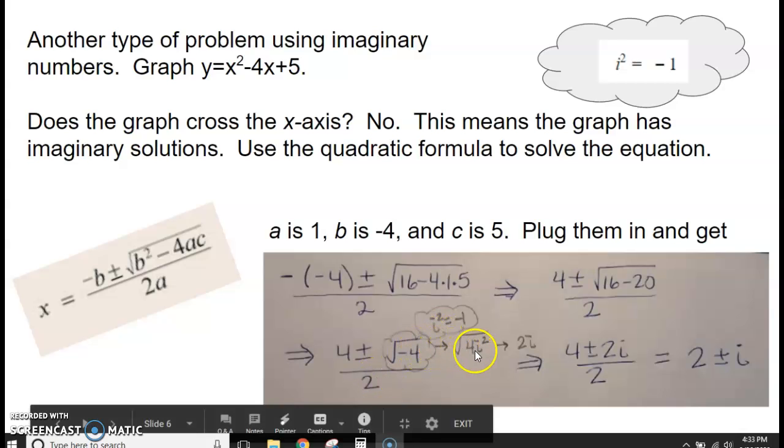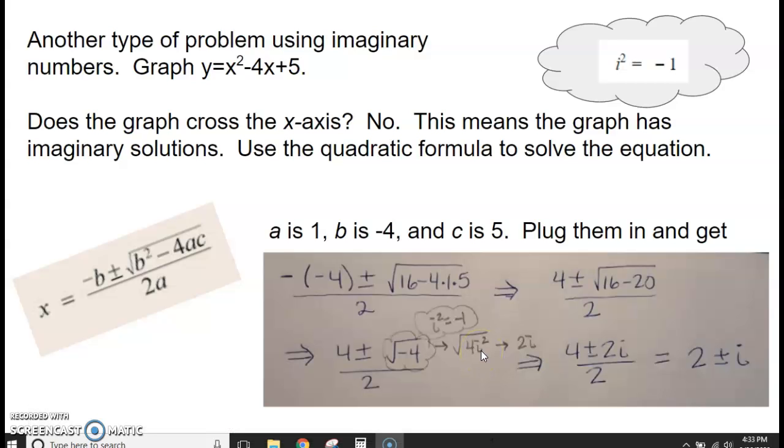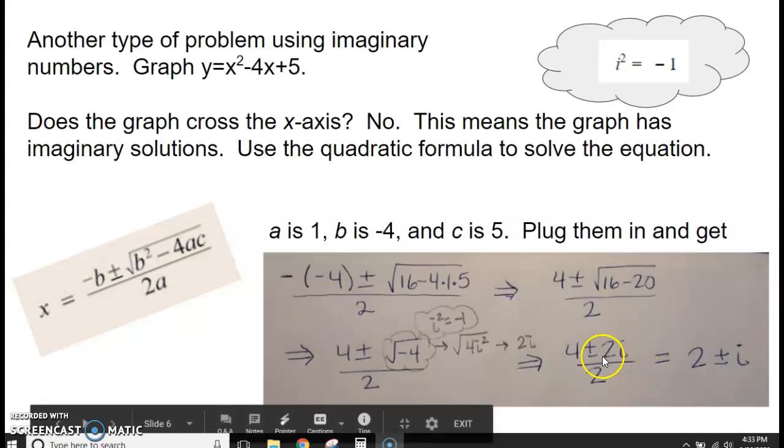Negative 4 turns into 4i squared because remember i squared is negative 1. So I can take that negative in front, turn it into an i squared, and we usually flip it around and go 4i squared, square root each of those. So the square root of 4 is 2, the square root of i squared is i. So now it becomes 4 plus or minus 2i all over 2. Look at all the 2's everywhere. I can divide everybody by 2. So I end up with 2 plus or minus i.